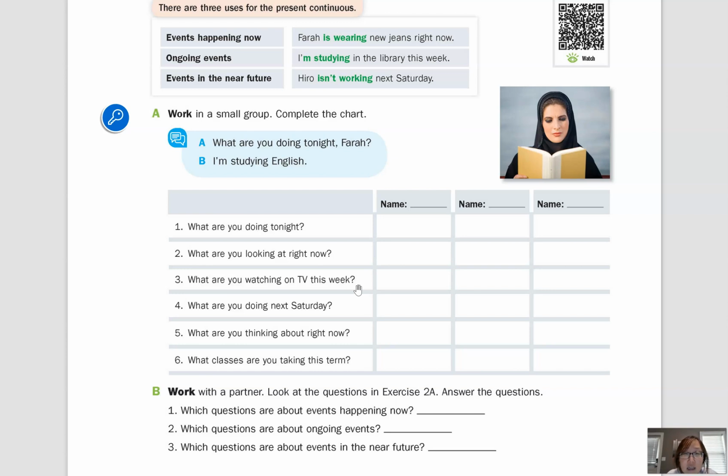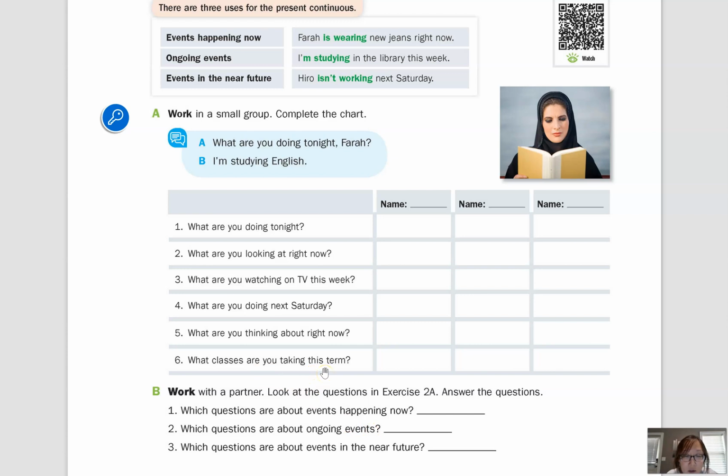And if today is Thursday, then maybe you've watched it 3 times so far, the first 3 episodes, and maybe there are 8 episodes. So you started it and you are still in the process of watching it. So it's an ongoing event. Okay, so we can use phrases like this week, this summer, this term, and then number 6, what classes are you taking this term? So also ongoing.